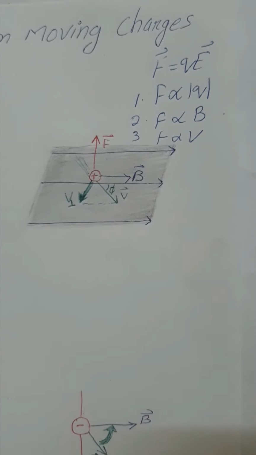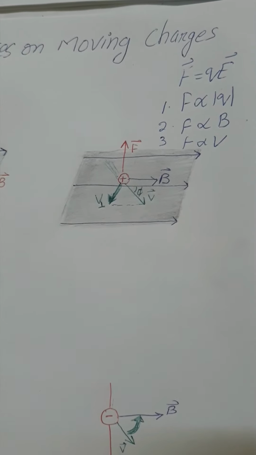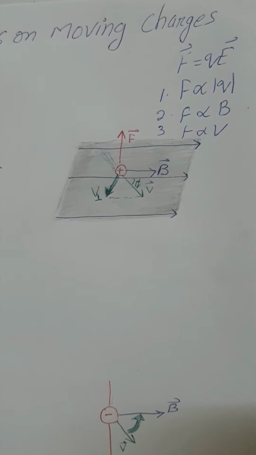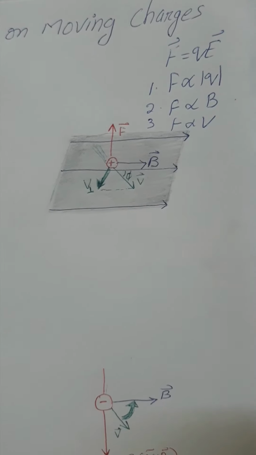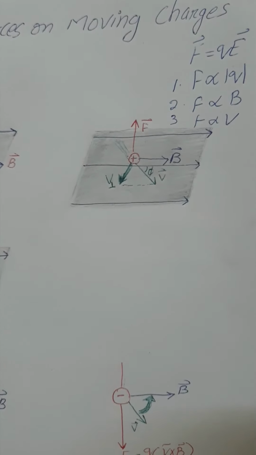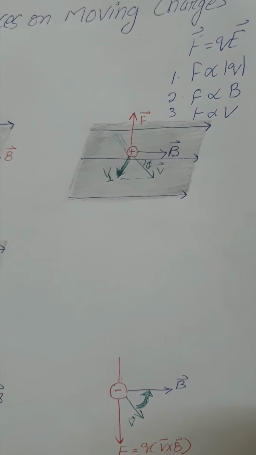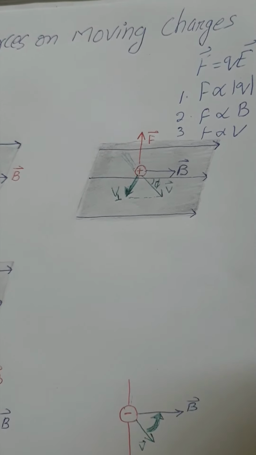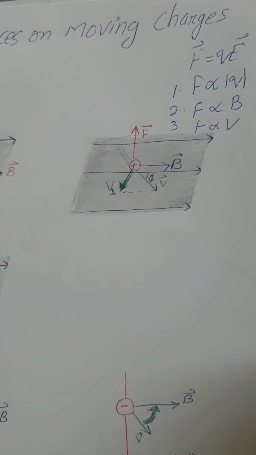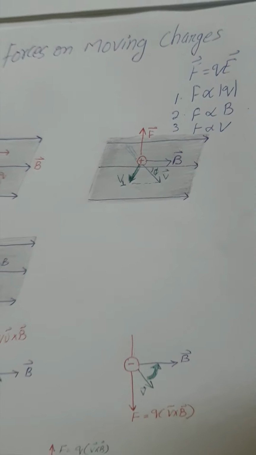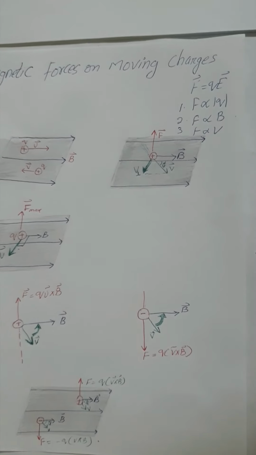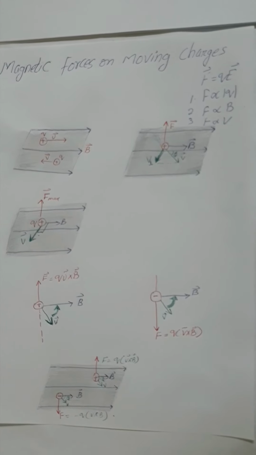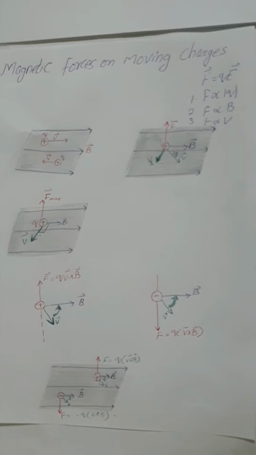And now the fourth point is, by experiment we find that the magnetic force does not have the same direction as the magnetic field, but instead it is always perpendicular to both the magnetic field and the velocity. The magnitude of the force is proportional to the component of velocity perpendicular to the field, and when that component is 0, it means that v and B are parallel or anti-parallel, the force is 0.